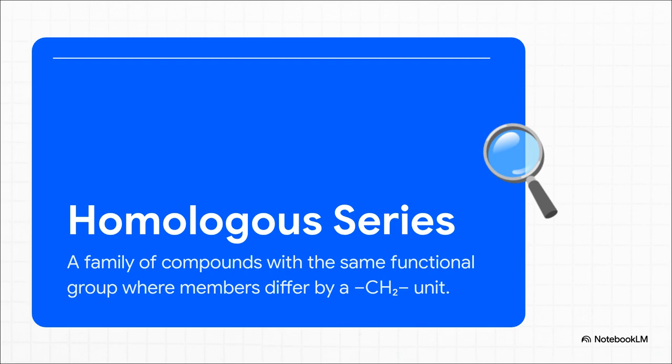It creates these families of molecules called a homologous series. The best way to think about it is like building with Legos, right? Every member of the family uses the same basic brick, and you just make the structure longer by snapping on the same simple repeating piece over and over.